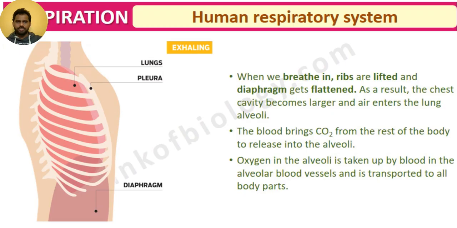What happens when we breathe in? You have to visualize it. When we breathe in, our ribs are lifted and the diaphragm gets flattened. As a result, the chest cavity becomes larger and air enters the lungs' alveoli. The blood brings CO2 from the rest of the body to release into the alveoli. Oxygen in the alveoli is taken up by blood in the alveolar blood vessels and is transported to all body parts. Okay, so this is what is happening in the human respiratory system.